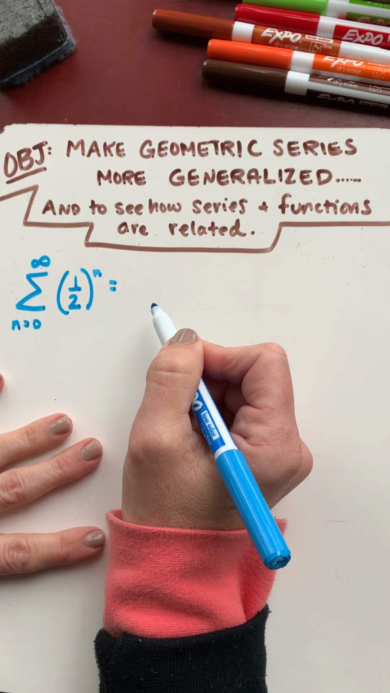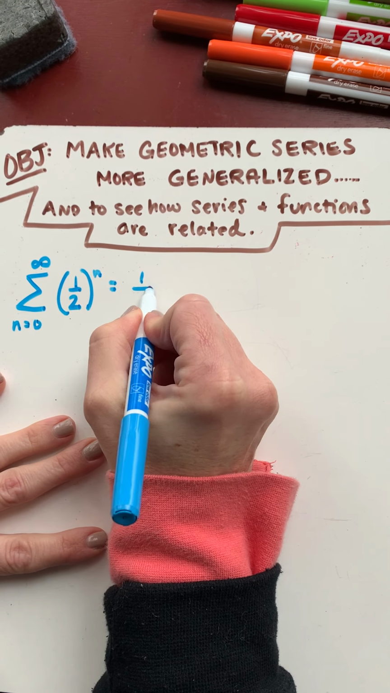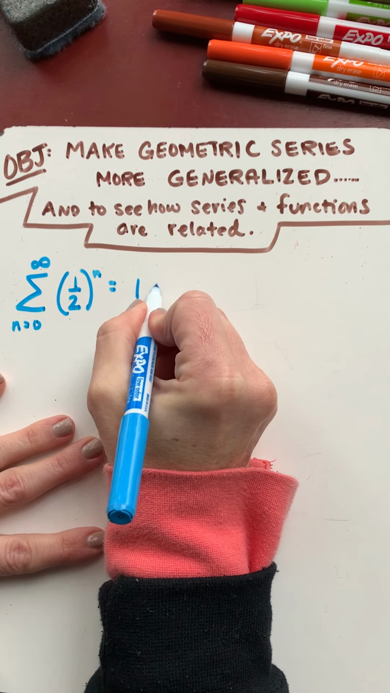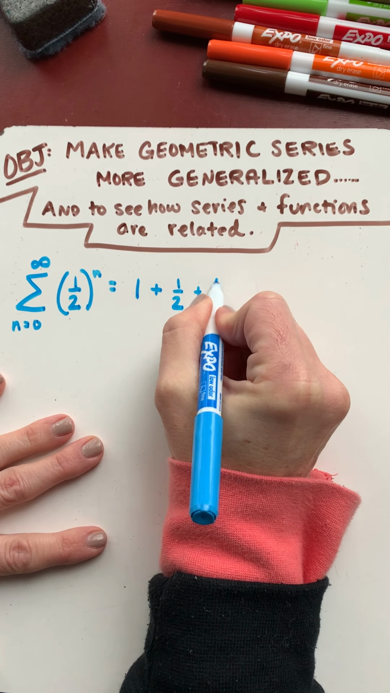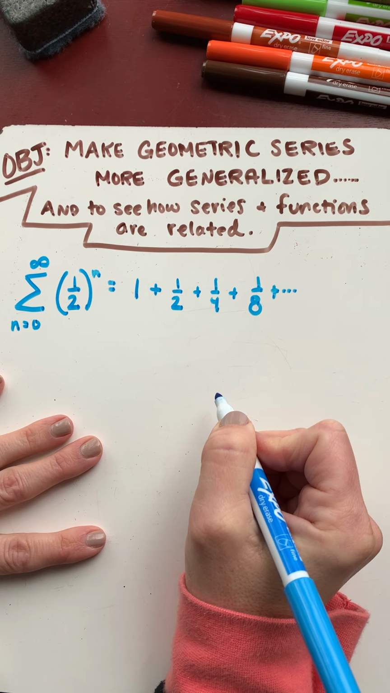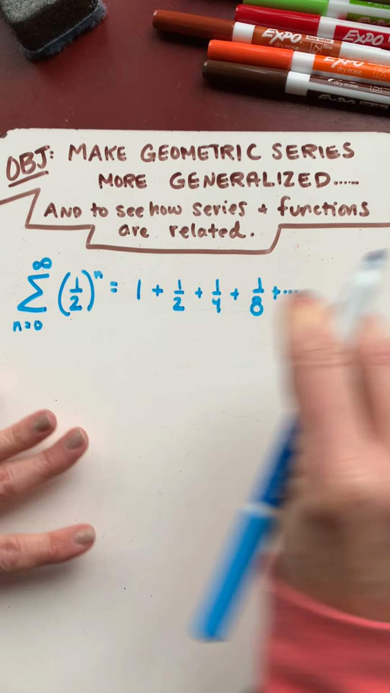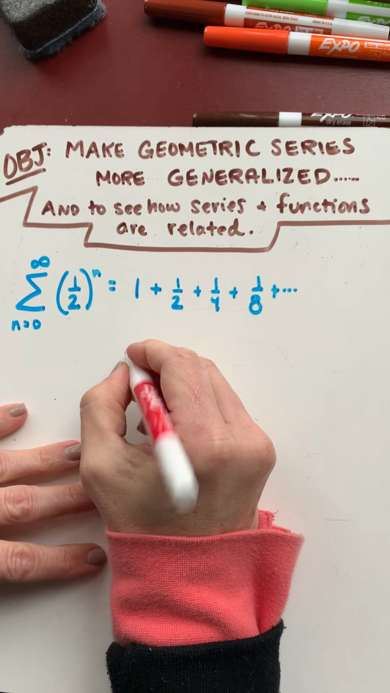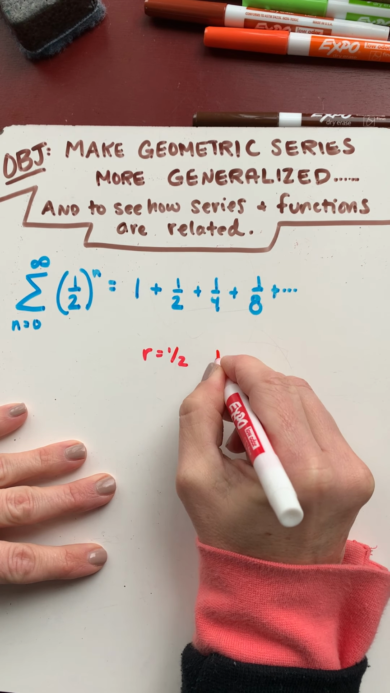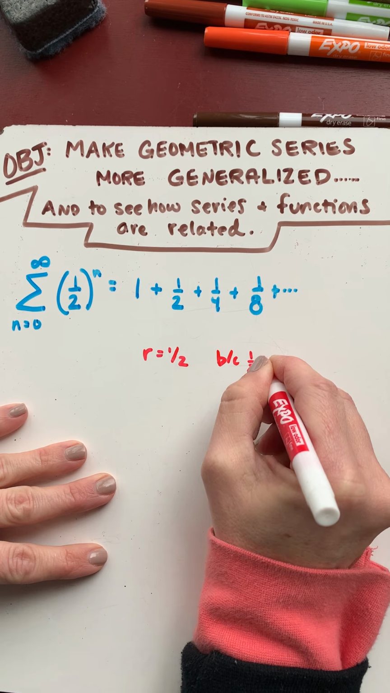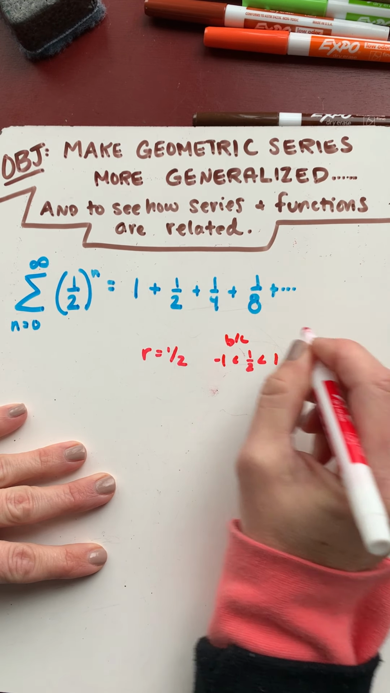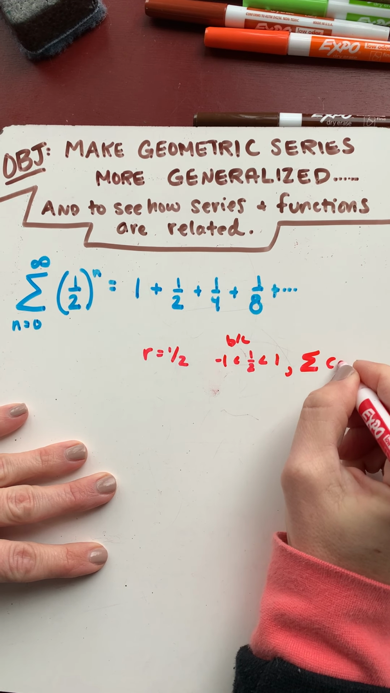So let's say it was last week, we were like, okay, if we're starting at n being 0, we're going to have 1 plus 1/2 plus 1/4 plus 1/8. And we would check our multiplier and we would say, okay, our constant multiplier, which we call r, is 1/2. Because 1/2 is between 1 and -1, we know that the series will converge.